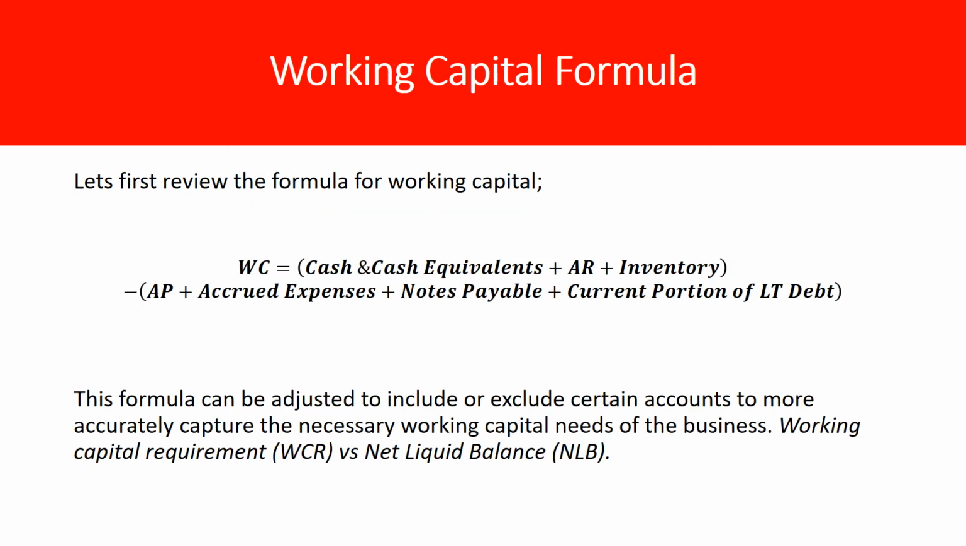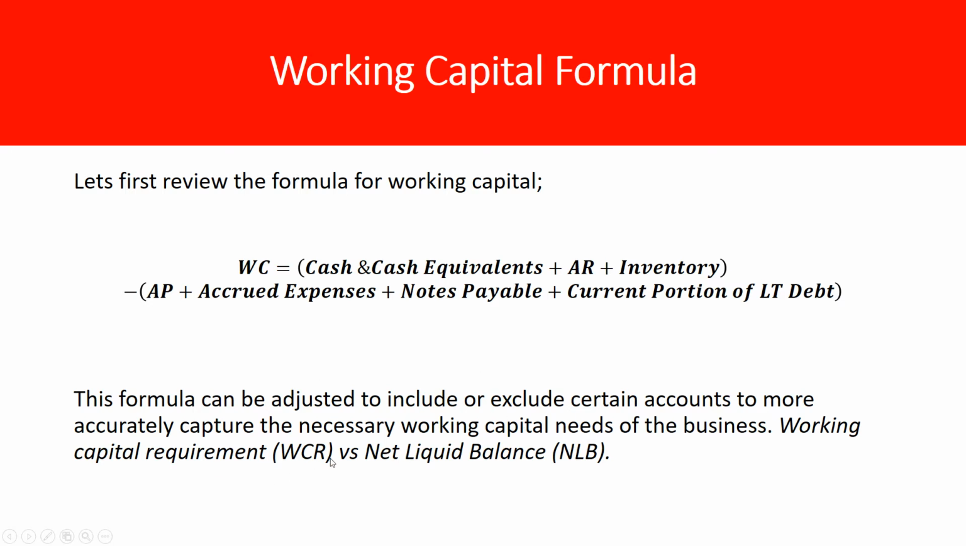So let's talk about working capital. Let's first define and review the formula. Working capital is current assets less current liabilities. The current assets are cash and cash equivalents plus accounts receivable plus inventory and other current assets, less accounts payable plus accrued expenses plus notes payable and any current portion of long-term debt that is due within the coming 12 months. Now, this formula can be adjusted to include or exclude certain accounts to more accurately capture the necessary working capital needs of the business. And we'll talk about this because that's very important.